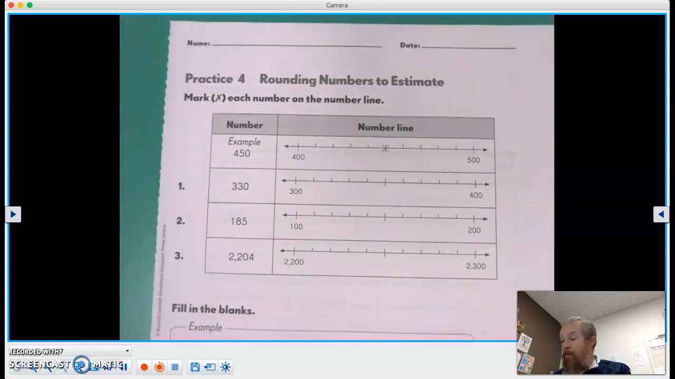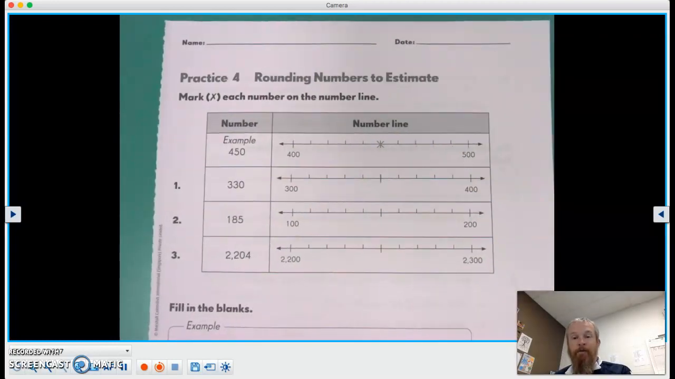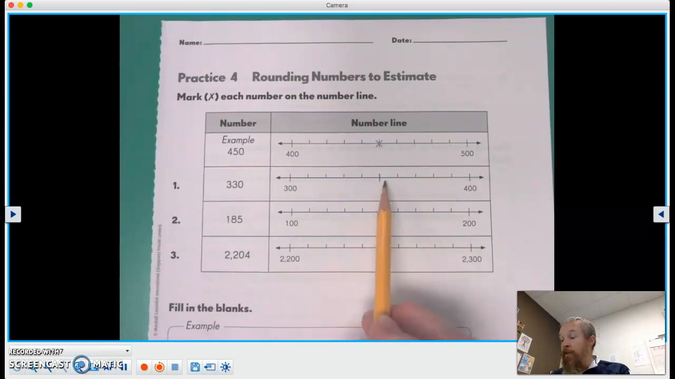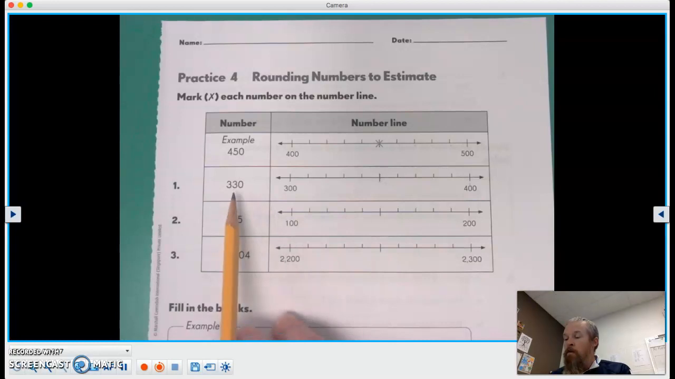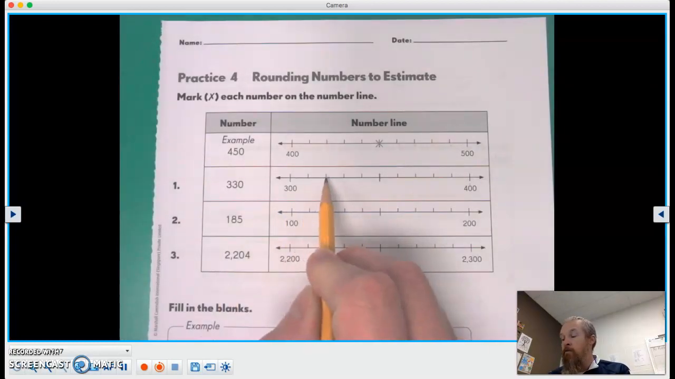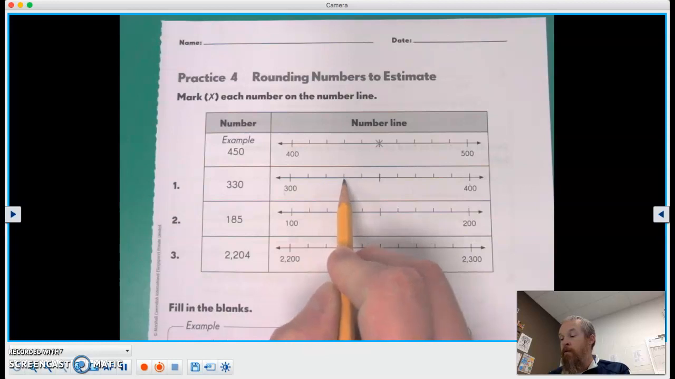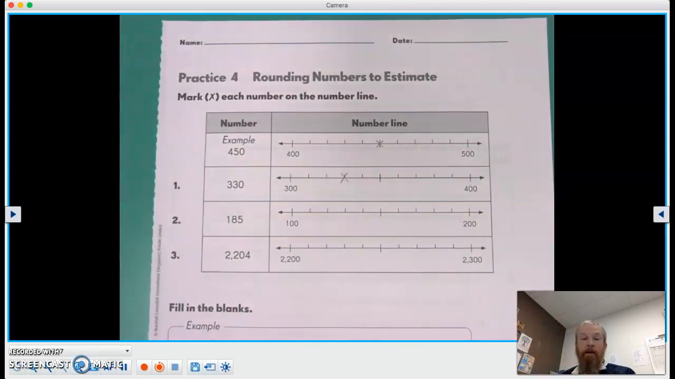So we're going to do the same thing. We have the same number of lines here, and you see this one is the middle line. It has a line that goes down, which would be 350. That's halfway between the 300 and the 400. So we have 300, 310, 320, 330. We are going to make an X on the mark right there.